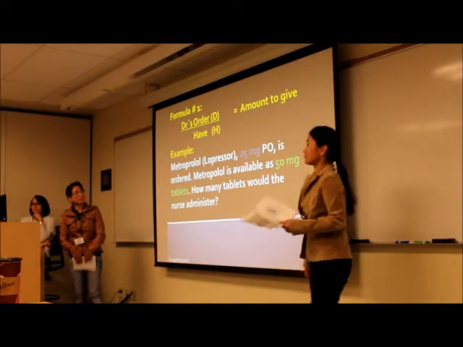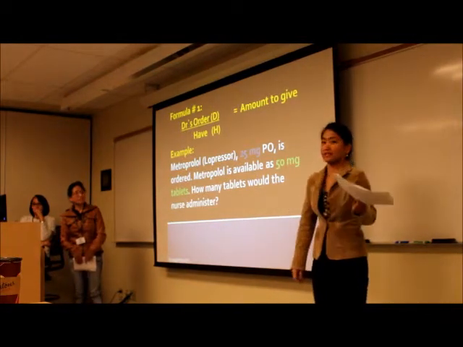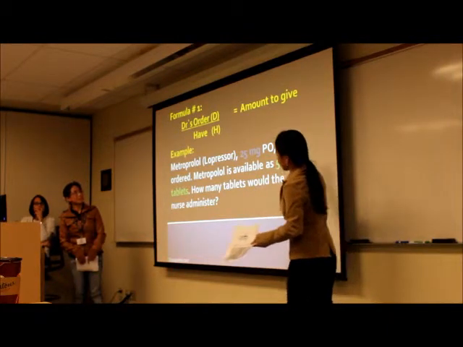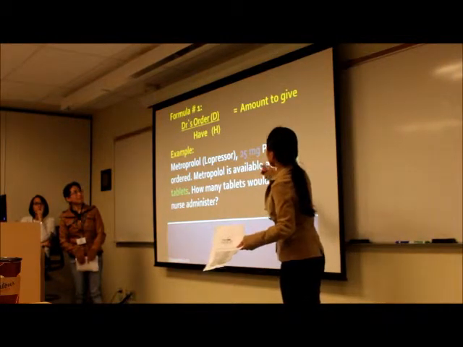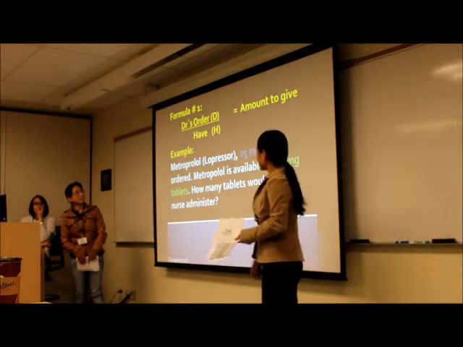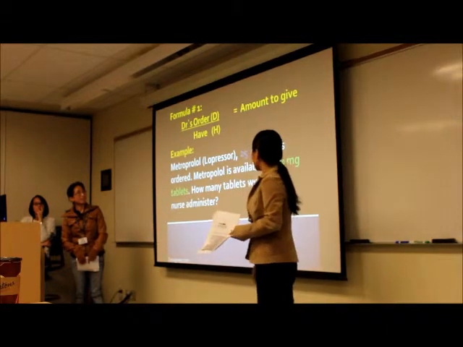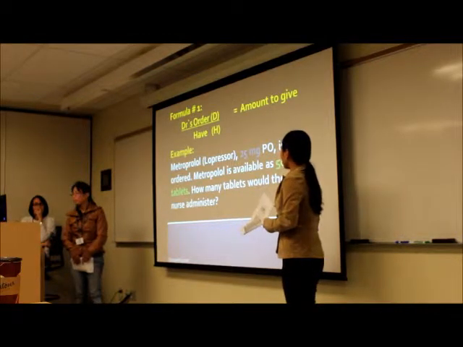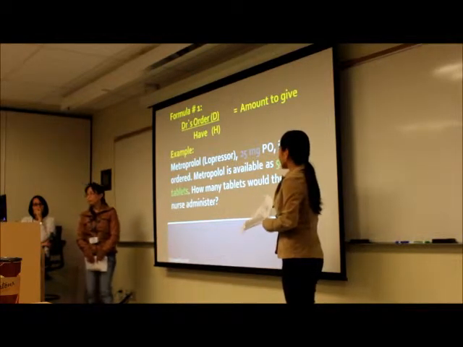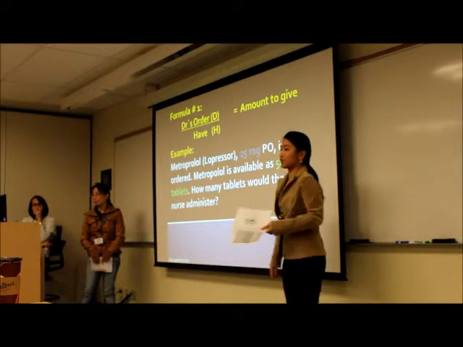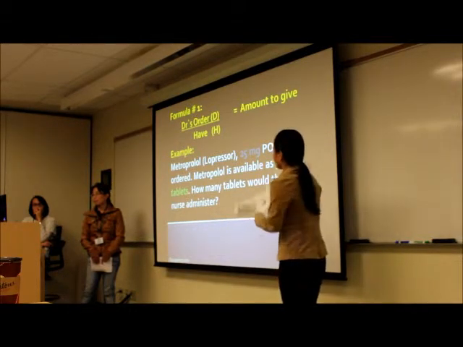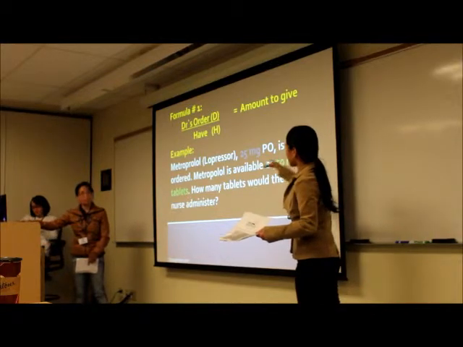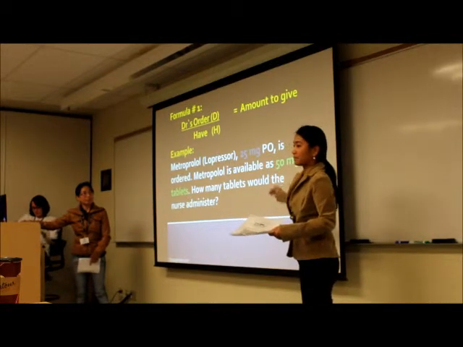Okay, now we have the basic formula, which everybody knows: D over H, that's the first one. For this example, metoprolol 25 milligrams PO is ordered. Metoprolol is available as 50 milligram tablets. How many tablets would the nurse administer? Half a tablet, 0.5. It's very basic: 25 milligrams over 50 milligrams is 0.5 tablets.